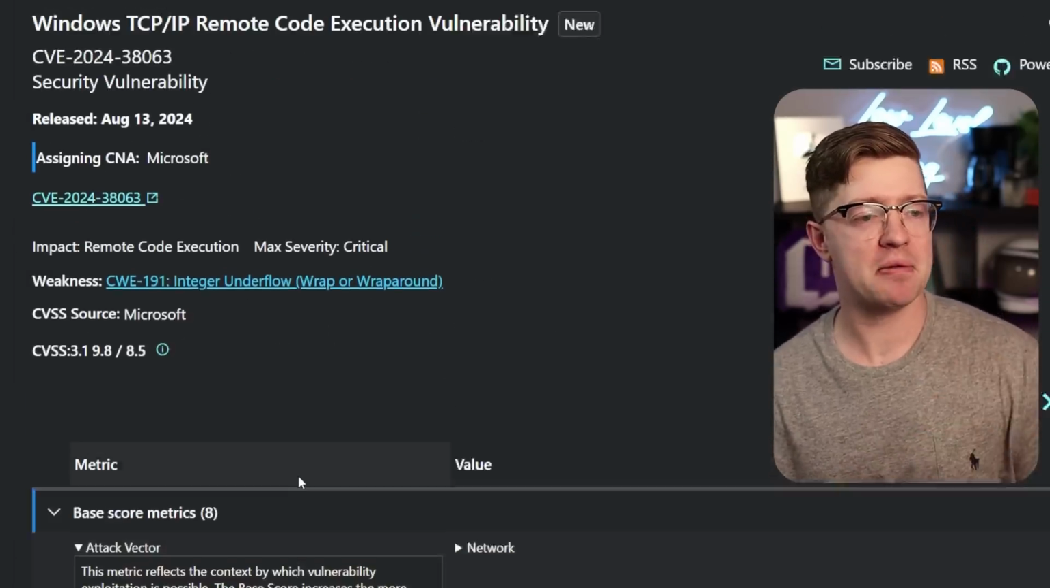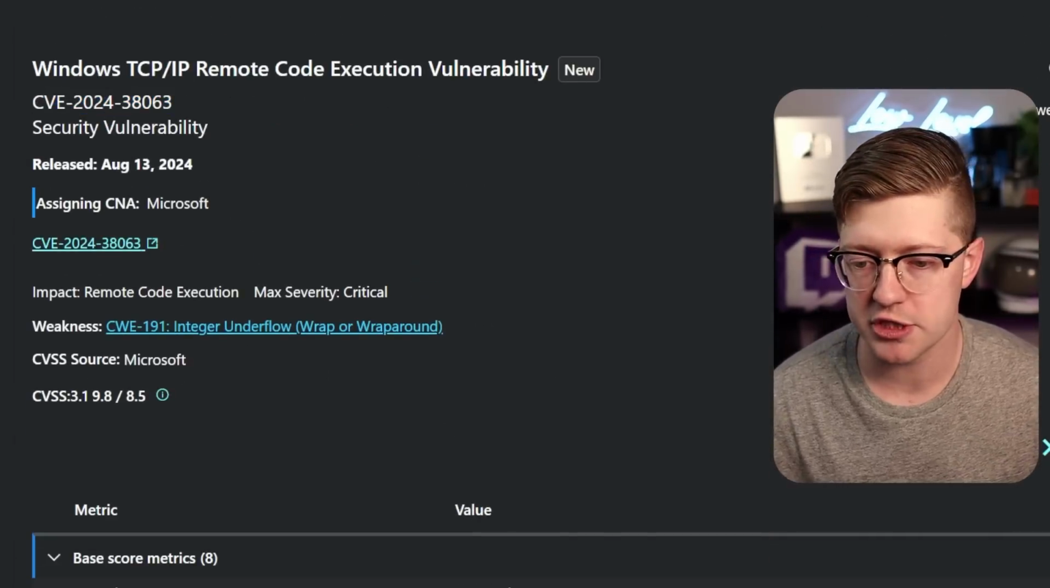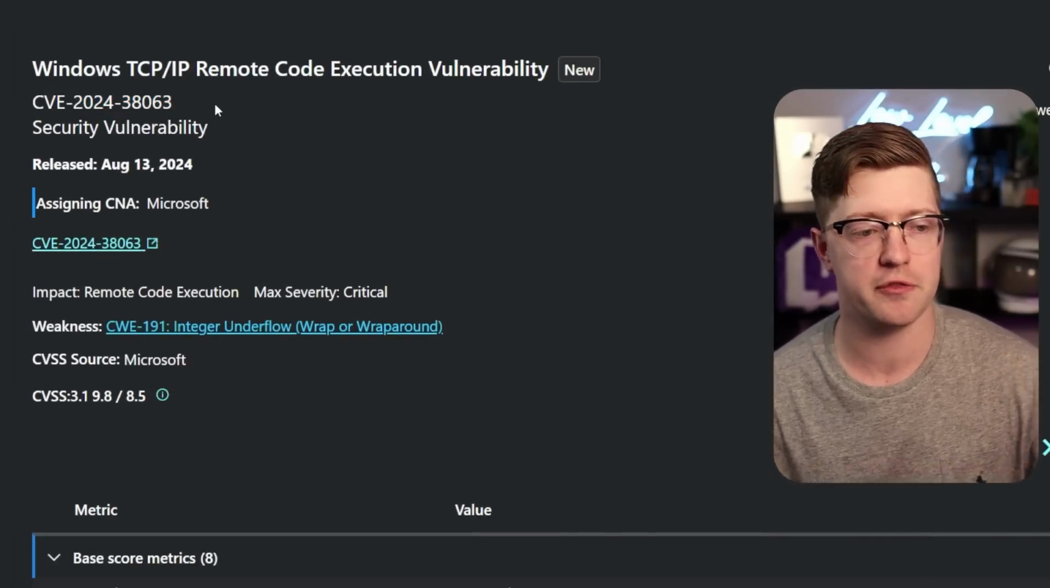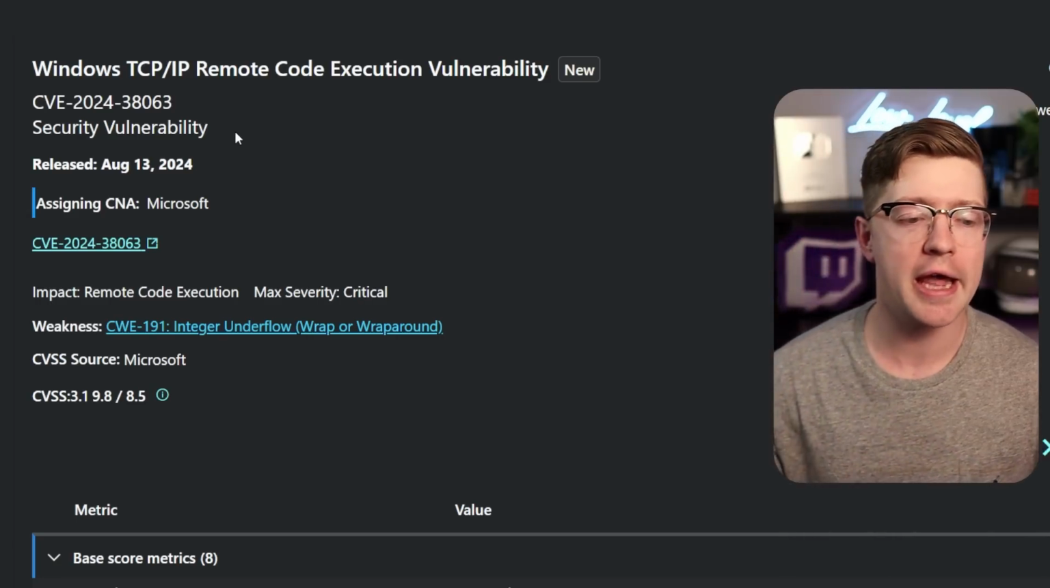So yeah, I guess we'll see what happens in the future. Kind of a wild bug. If you're looking for more details on this, go ahead and Google CVE-2024-38063. And we'll see what happens.